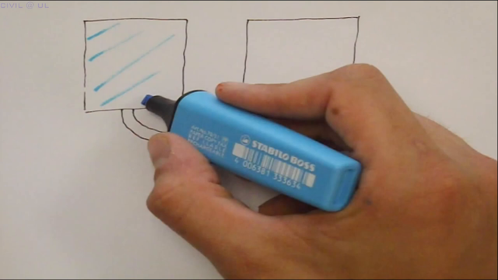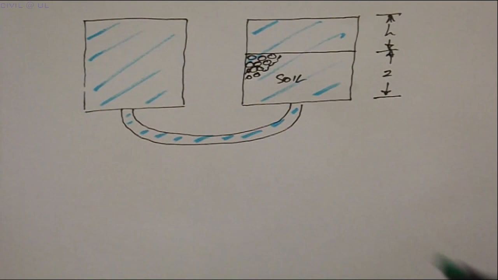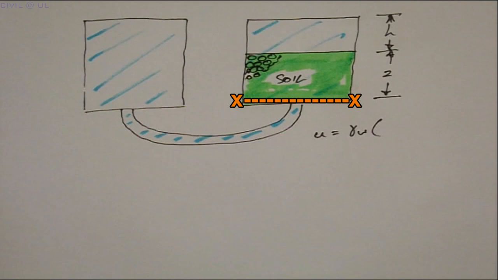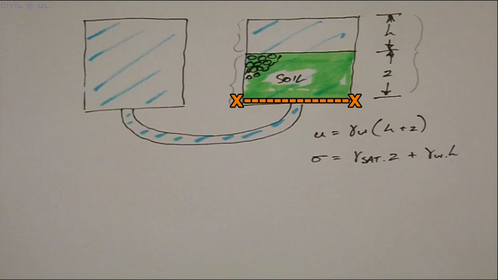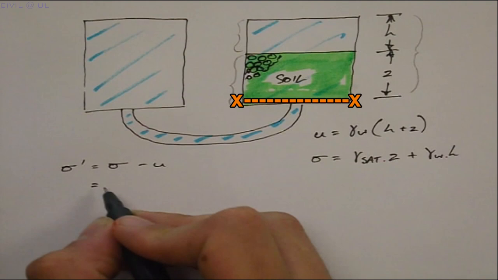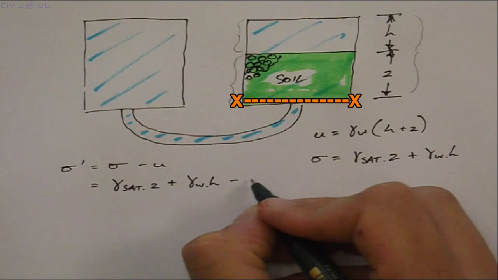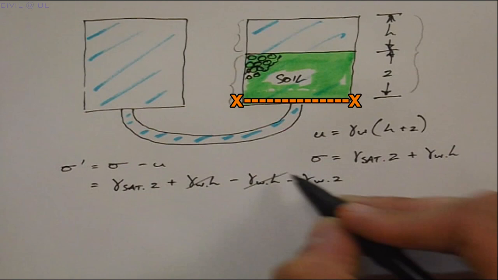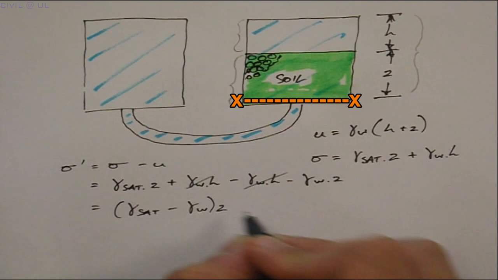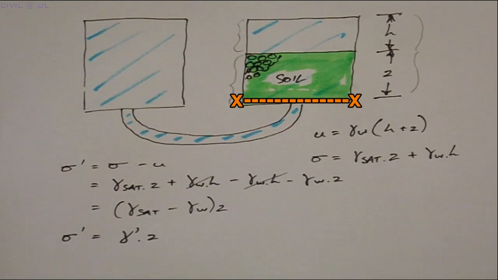Consider the following experiment. When both containers are at the same level, we find the effective stress at XX is obtained by subtracting the pore water pressure, gamma W times (H plus Z), from the total stress, gamma saturated times Z plus gamma W times H. Multiplying through, this gives us gamma saturated times Z plus gamma W times H minus gamma W times H minus gamma W times Z. These cancel and leave us with an effective stress of (gamma saturated minus gamma W) times Z, which is simply the submerged unit weight times Z. Note that this is the hydrostatic condition, as no water flow occurs.